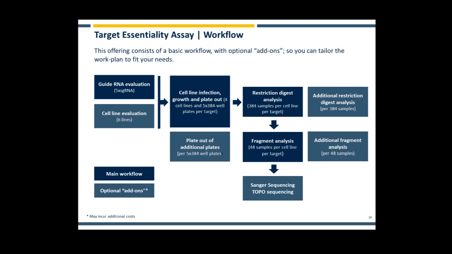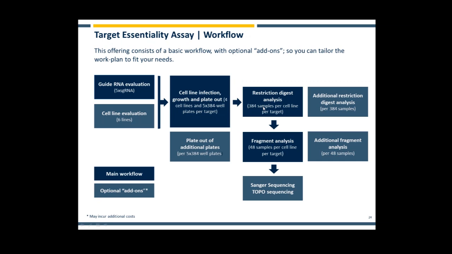We then perform the restriction digest assay. For a copy number of 2 to 3, we do this typically on about 384 samples per cell line per target. And then once we have those results, of these colonies, approximately, say, 48 per cell line per target are analysed by the Fragment analysis assay.